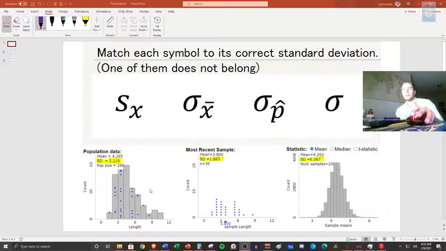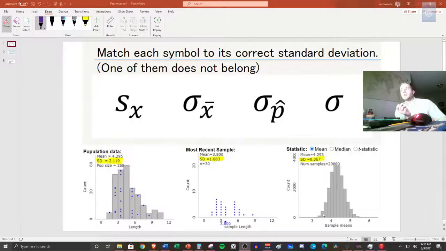Here are the distributions. We looked at these from the Gettysburg Address situation. Here's the population data. This is all the Gettysburg Address population data, and we get its standard deviation. Here is a single sample. I took samples of size 30. So this is the distribution for one sample, and here's their standard deviation. And then the last one here, this is the sampling distribution of the means of the 20,000 samples that I took here. Here's the standard deviation of that. So we need to match up the symbols that go with this, okay?